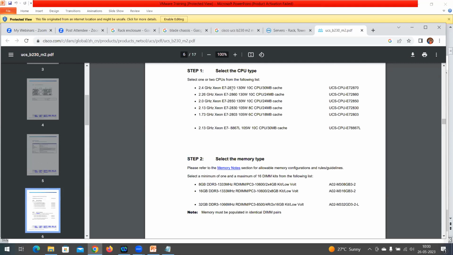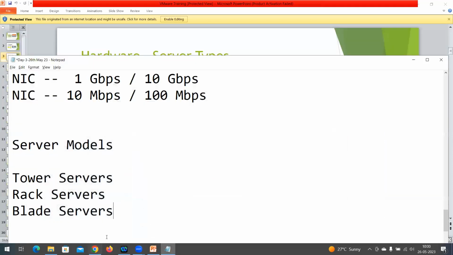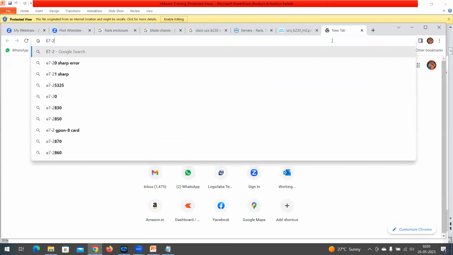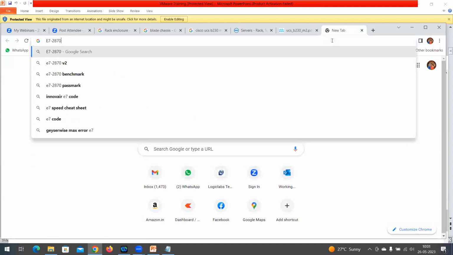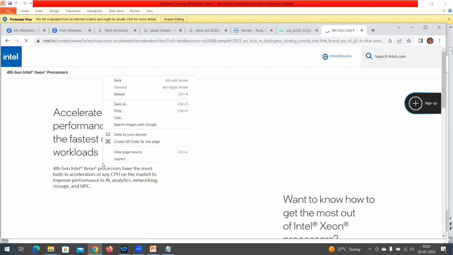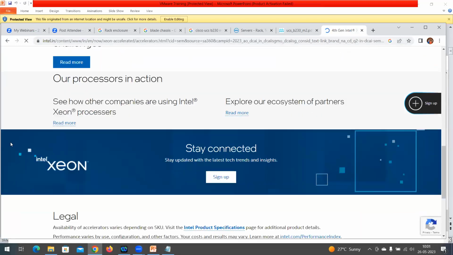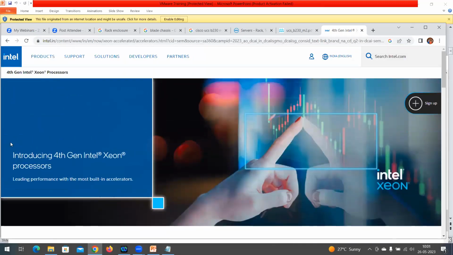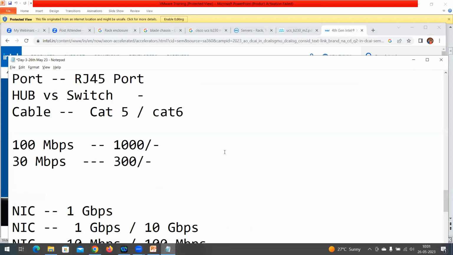These are the CPU models it can support. If you go and look up E7-2870, what is the processor? We are going to get the complete processor configuration and specifications. This is the information we need to understand from your existing infrastructure. It is a practice. We need to understand each and every component.